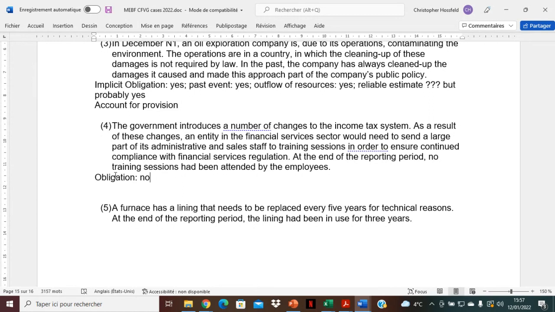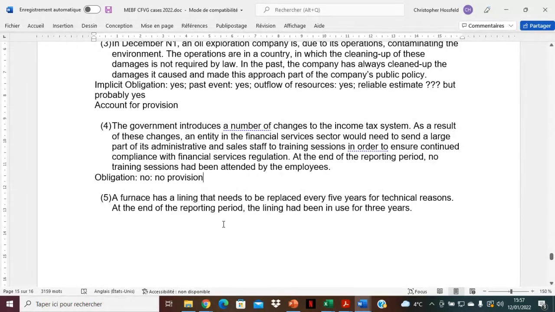Okay, but that means here we don't have an obligation. Well, no obligation, no provision. So I don't even need to check the other conditions, because I need all four conditions. If the first one is not met, well, there's nothing to do.